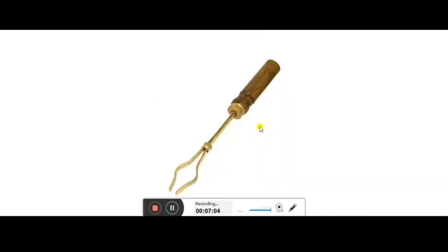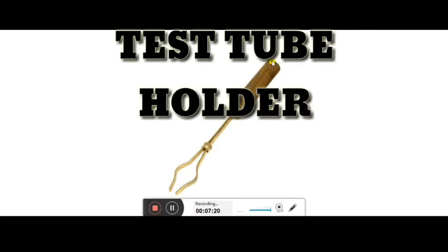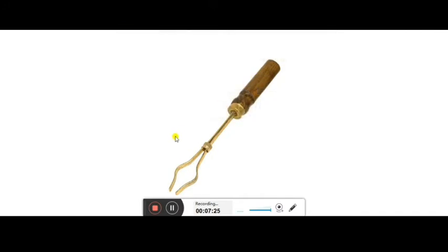Now when the test tube is being heated, you cannot hold it simply by holding it in your hand, because when it gets heated, you will get burned. So this is the holder. This is called the test tube holder, which has a wooden end. It is used for holding the test tube when it is being heated. Very easily you can use this holder to fix the test tube in it, and then you can easily perform the experiment.